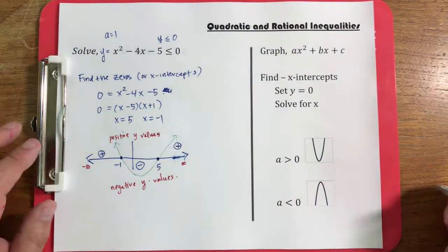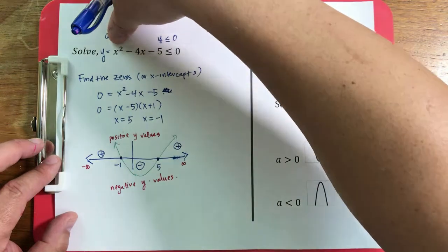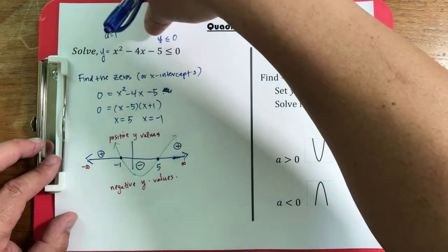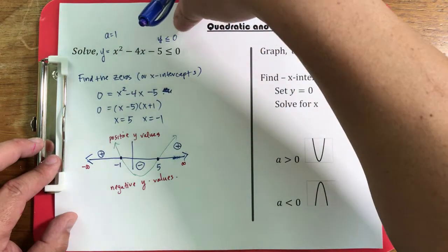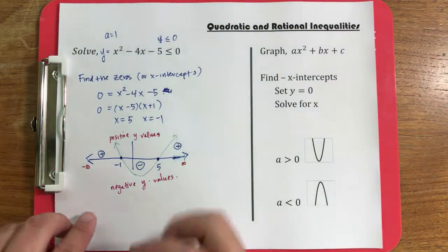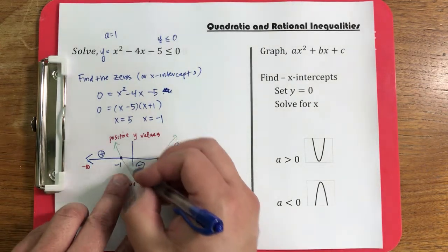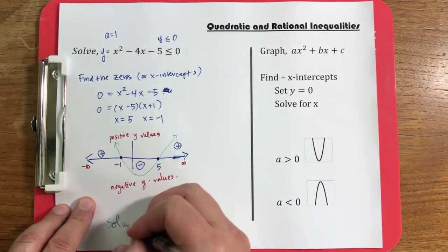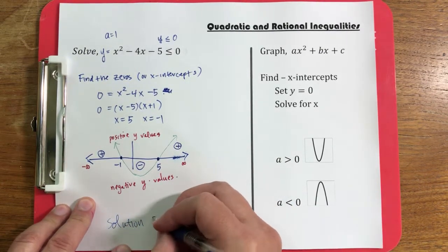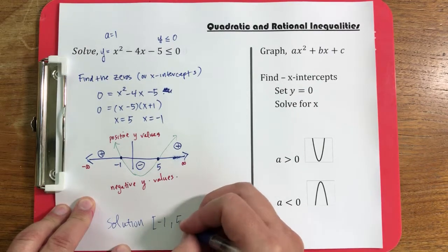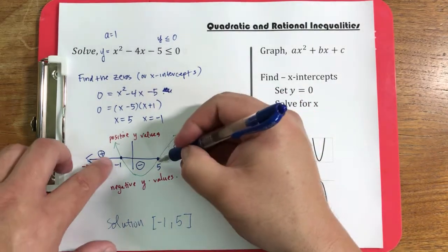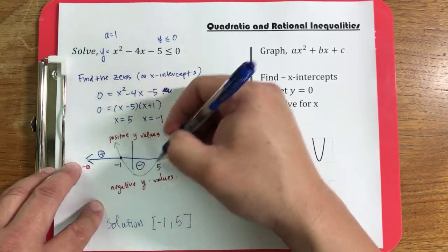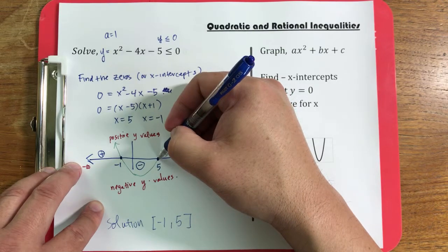So, when we look back at this question, the question is, for what x values is this y in the negative y area? We can see that the graph is in the negative y area between -1 and 5. So the solution is -1 to 5. Between this interval and this interval, we're either at 0 or we're below the x-axis.